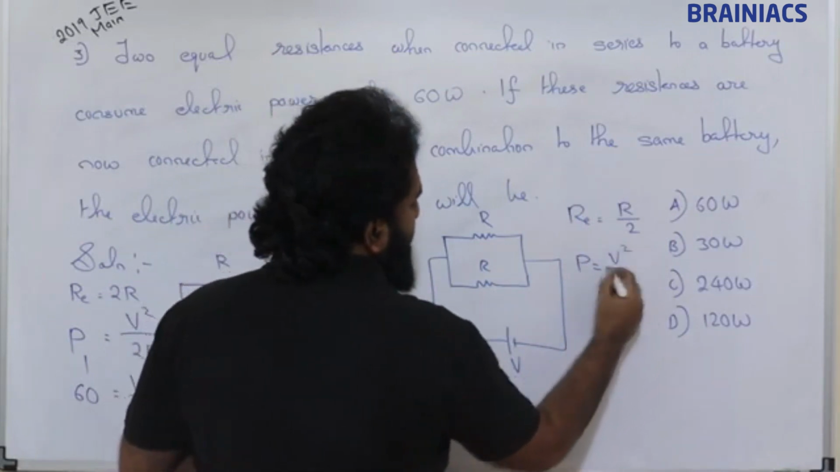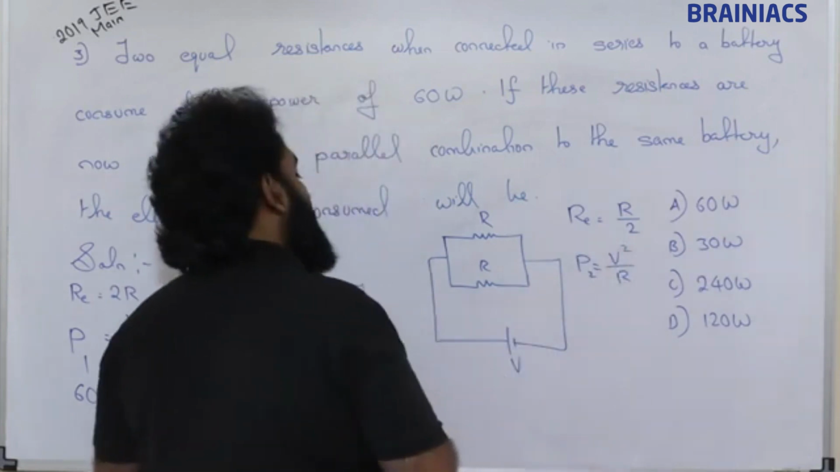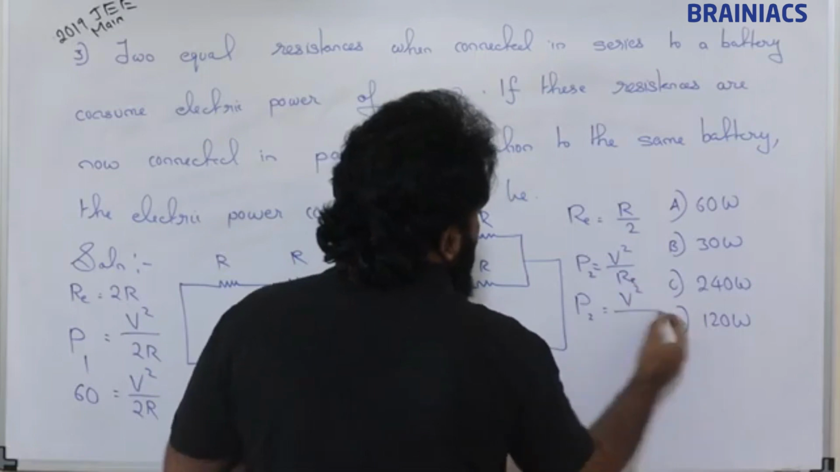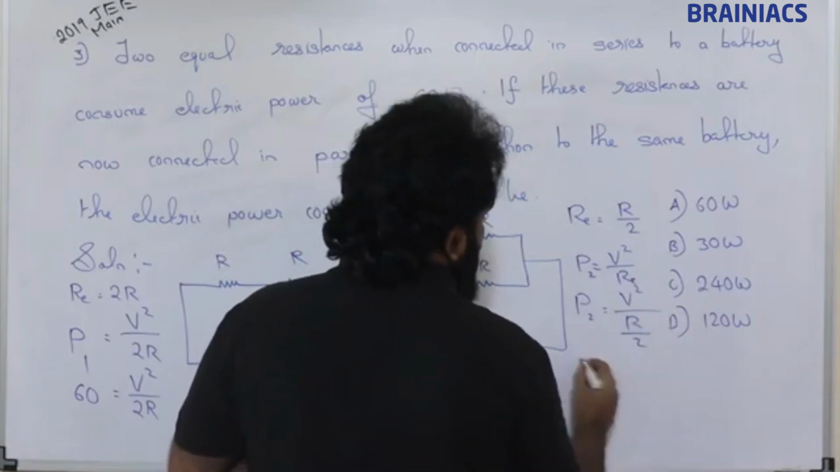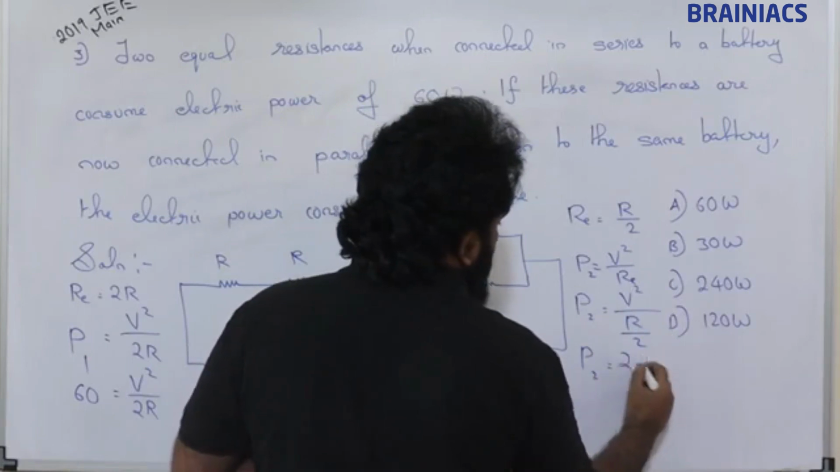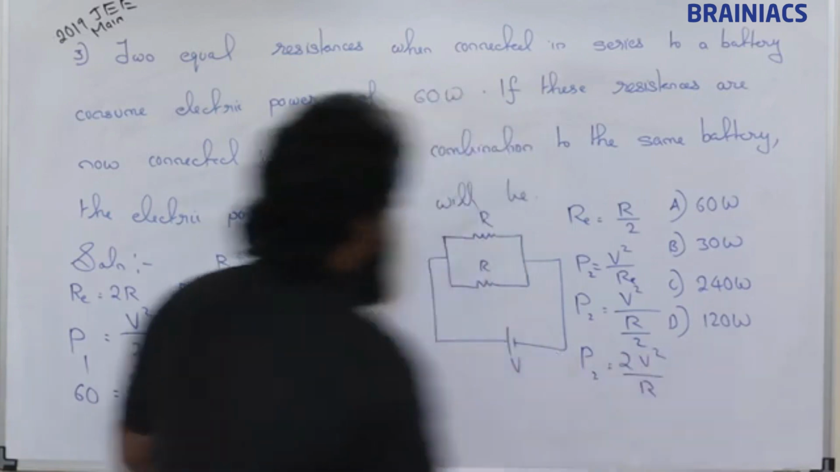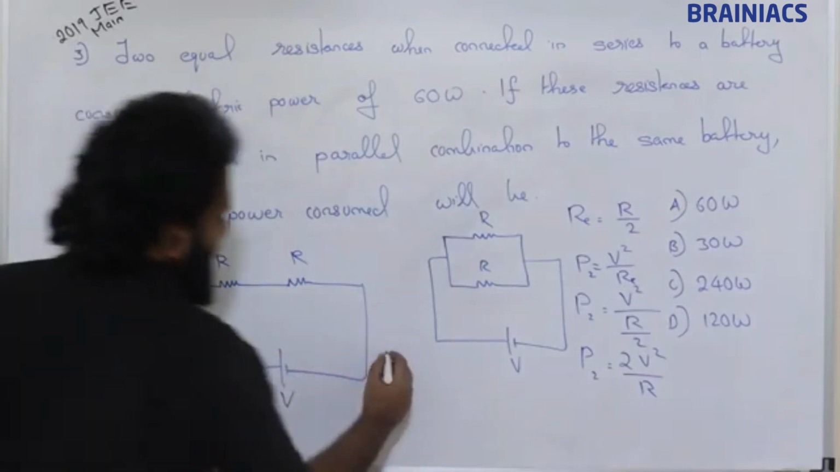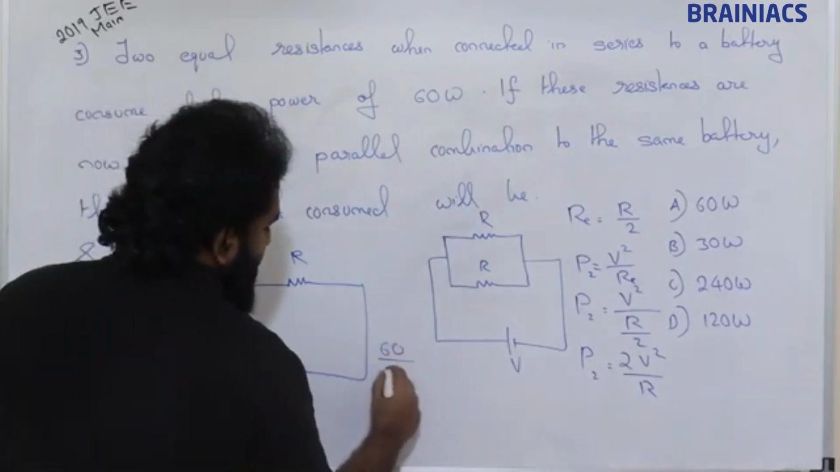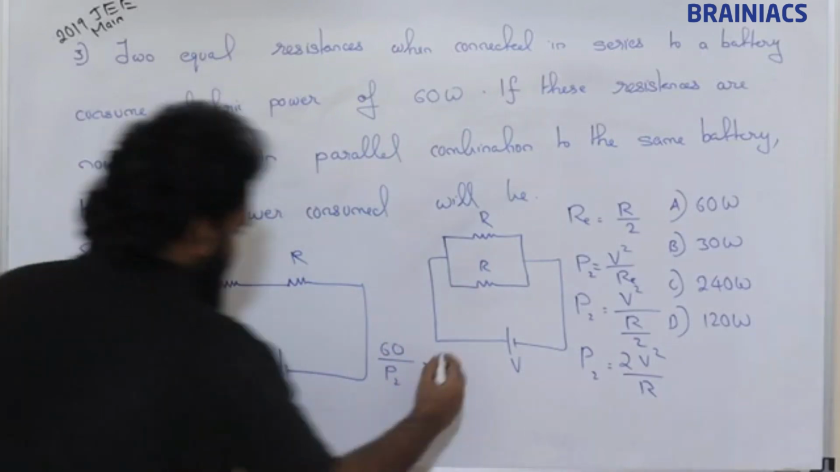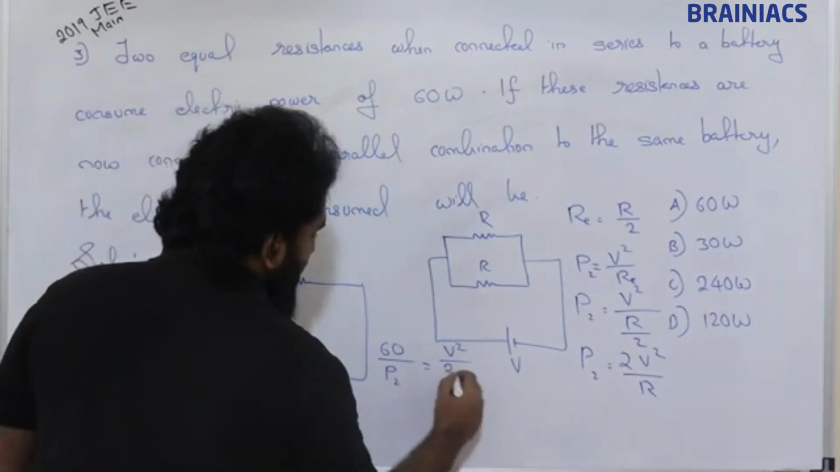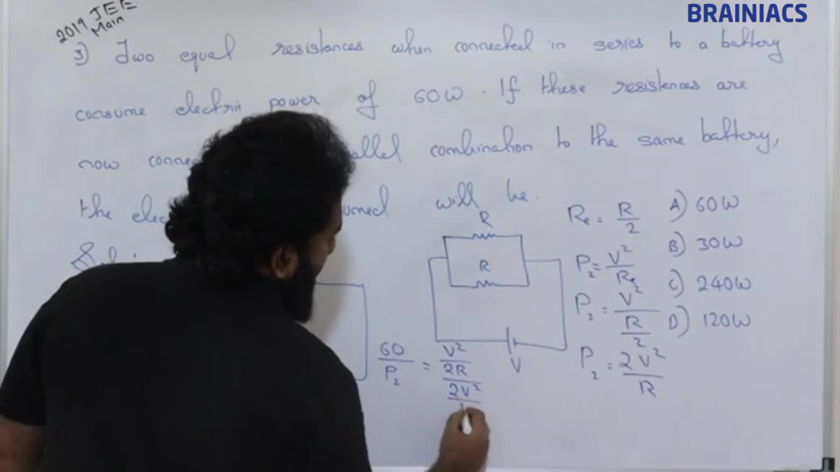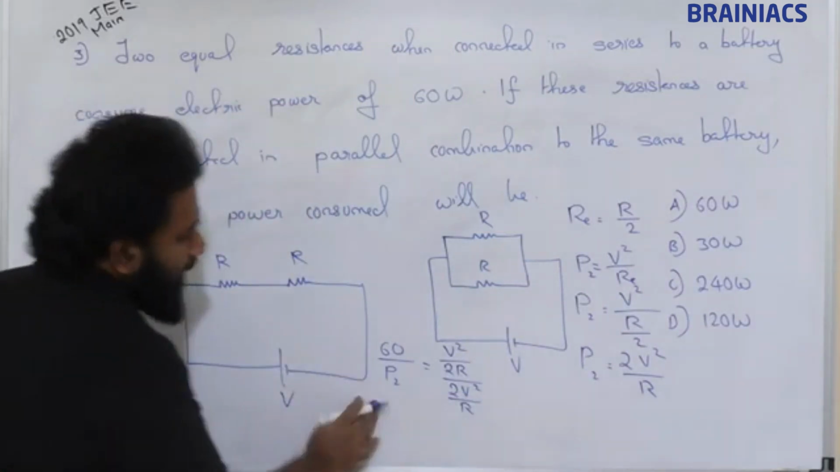Now in the parallel case, R equivalent is nothing but R by 2. So power P2 is V square divided by this R equivalent, that is R by 2. We can say P2 is 2V square by R. So two powers are ready. What we will do is divide P1 by P2. So 60 by P2 is equal to V square by 2R divided by 2V square by R.